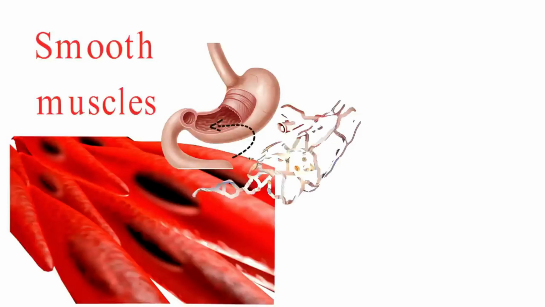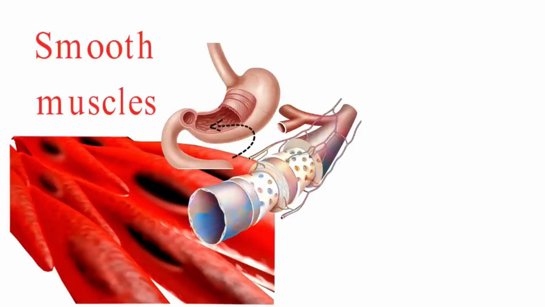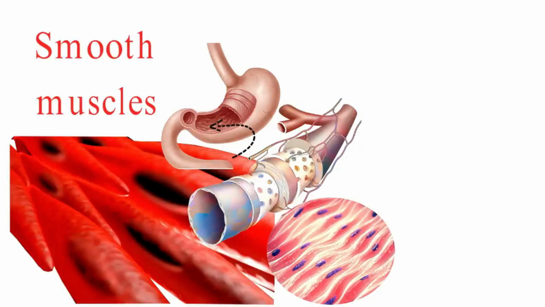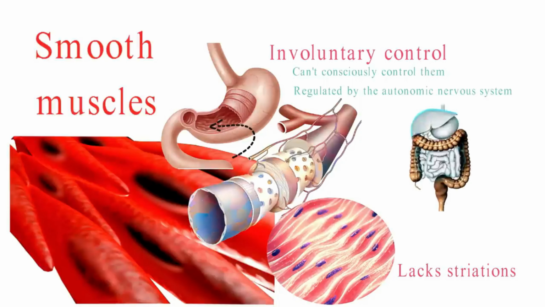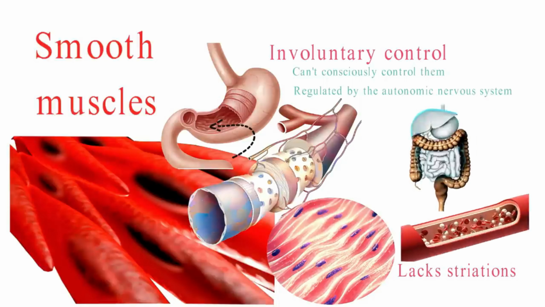Now, let's move on to smooth muscle tissue. It lines the walls of various internal organs, like the digestive tract and blood vessels. Unlike skeletal muscle, smooth muscle lacks striations and looks smooth under the microscope. Smooth muscles are involuntary, which means we can't consciously control them. Instead, they're regulated by the autonomic nervous system. Smooth muscles are the unsung heroes of our bodies, facilitating processes like digestion and regulating blood flow.